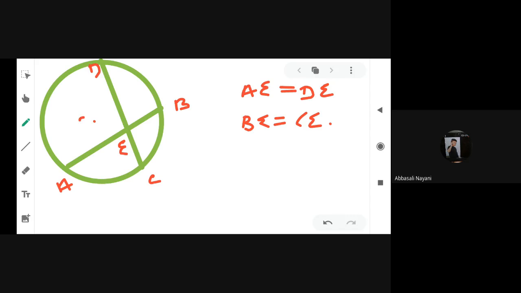Here given that the center point is O. Now first of all, you know very well from the theorem, a line segment joining the center point and the chord is always perpendicular. Yes or no? Yes.